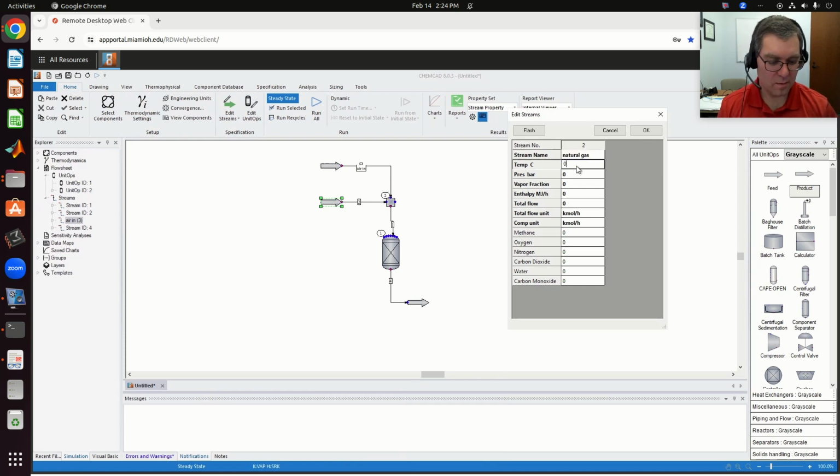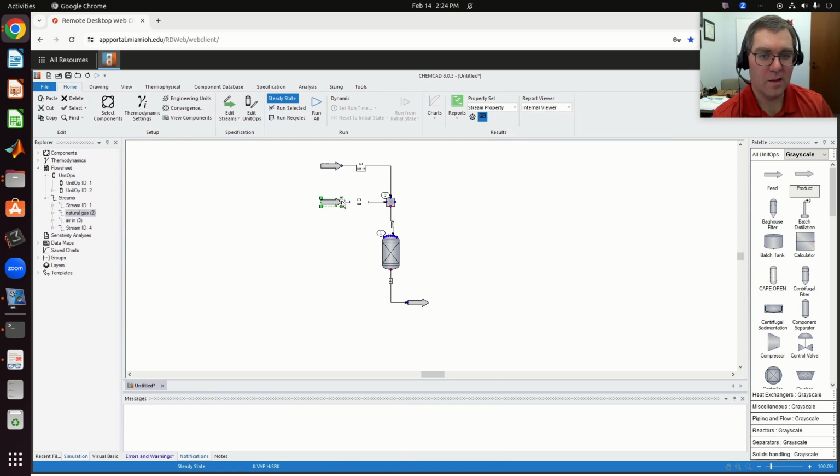Okay. So I have a natural gas stream also at 20 degrees C in 1 bar. I'm going to specify mole frac and say this is pure methane. And we'll get a flow rate of 100 kilomoles per hour. Okay. So I could have taken these two streams. Don't know why the label's not appearing.